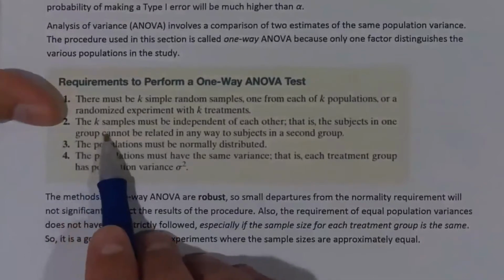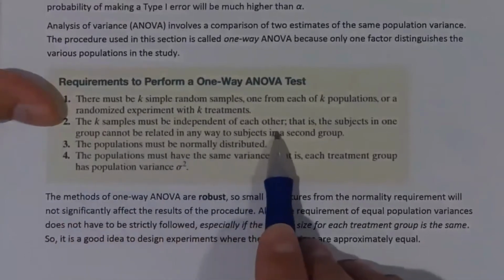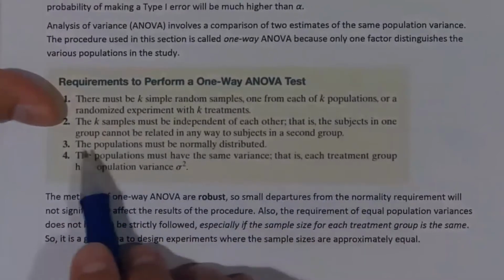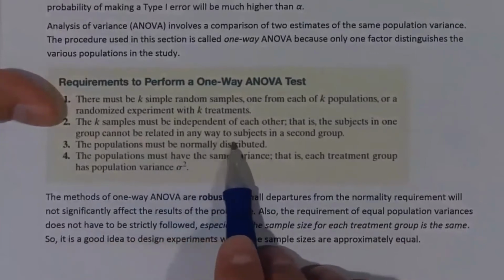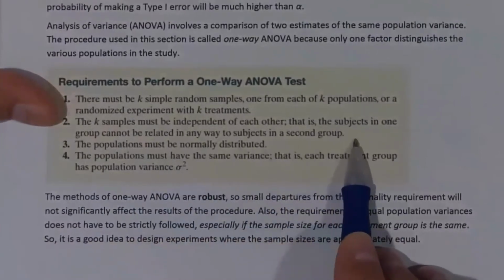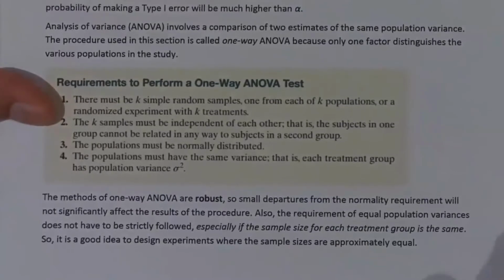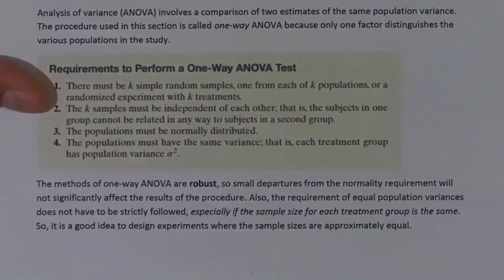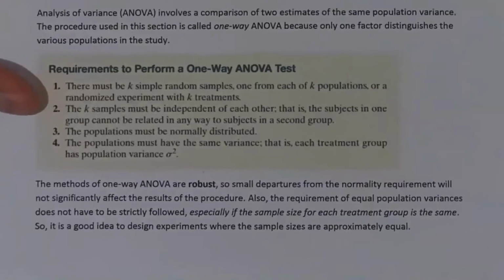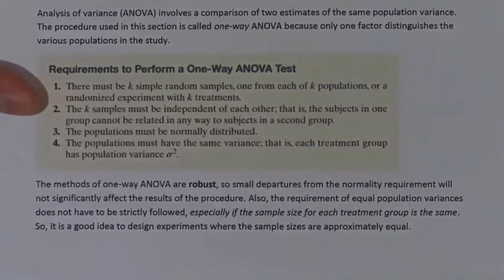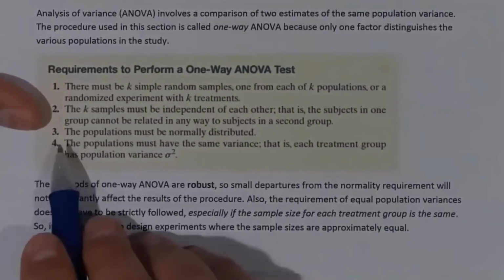2, the K samples must be independent from each other. That is, the subjects in one group cannot be related in any way to the subjects in the second group. Again, we've seen this over and over with the different hypothesis tests and confidence intervals that we've been doing. So the individuals in sample 1 cannot be related to the individuals in sample 2 or sample 3 or sample 4. They have to all be independent from each other.